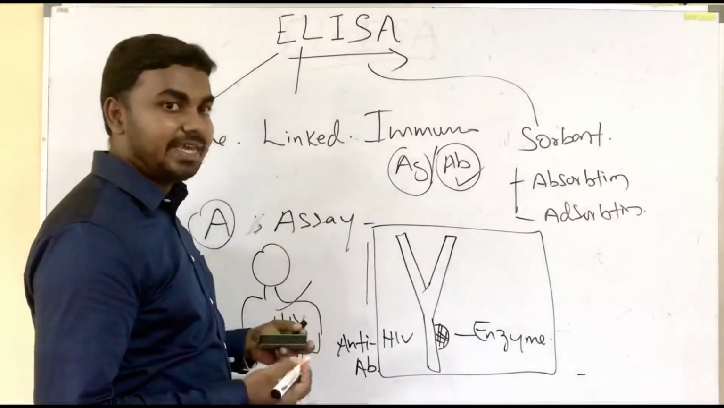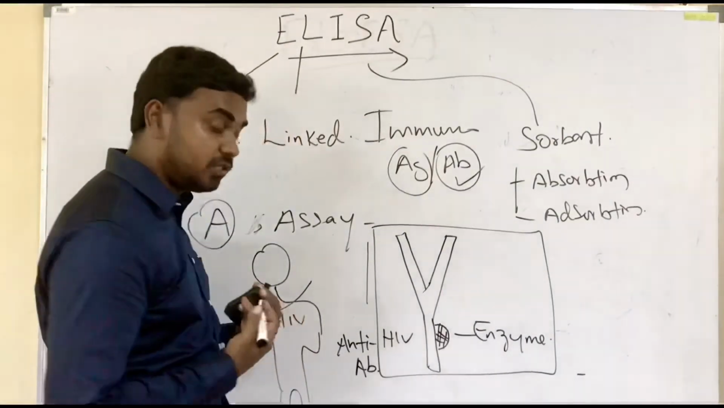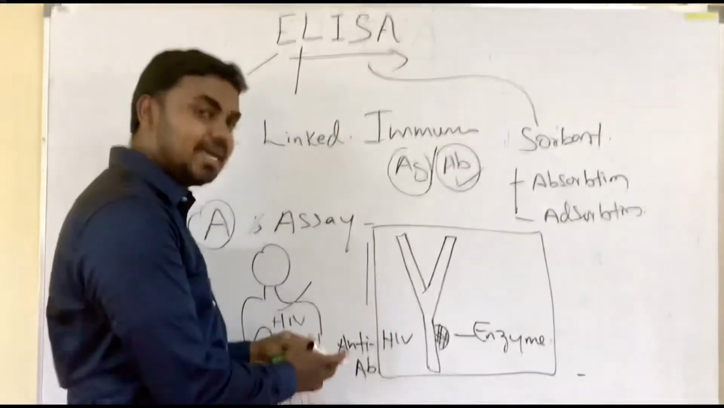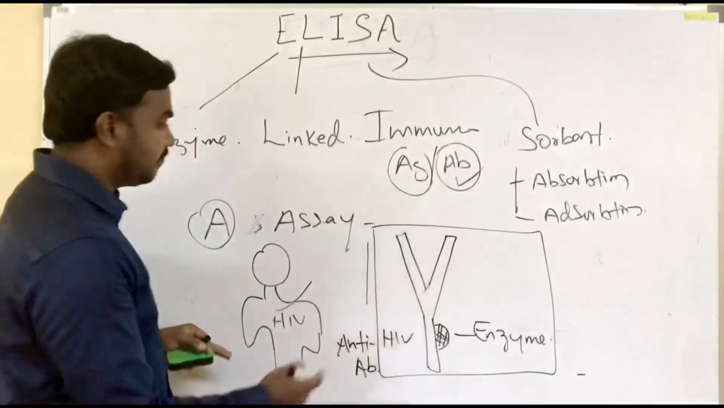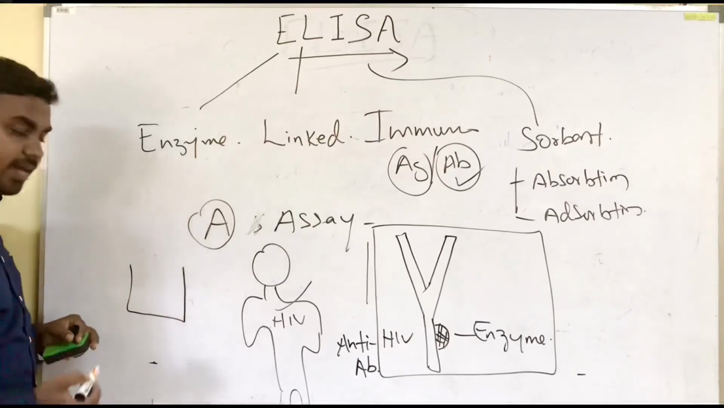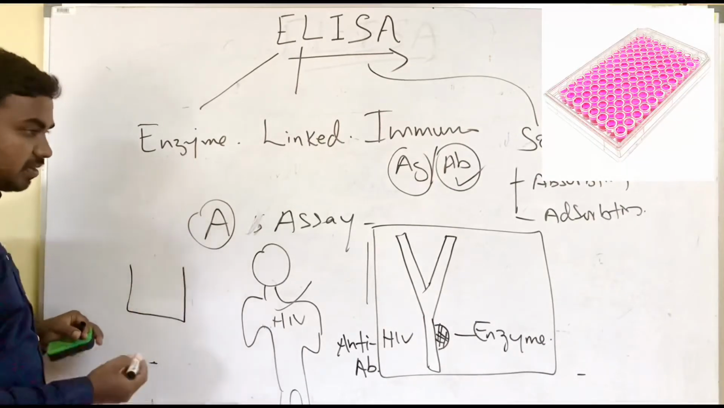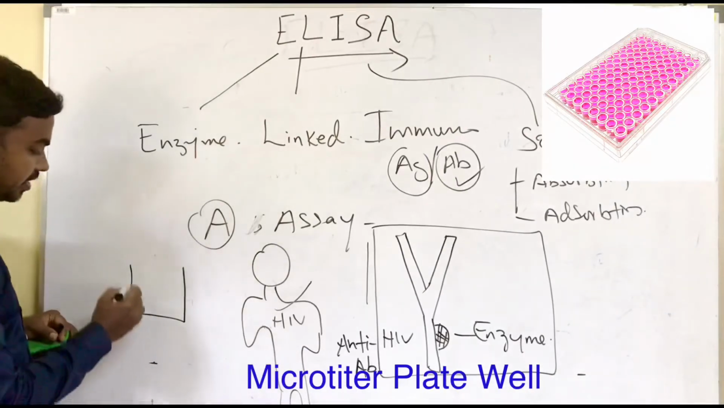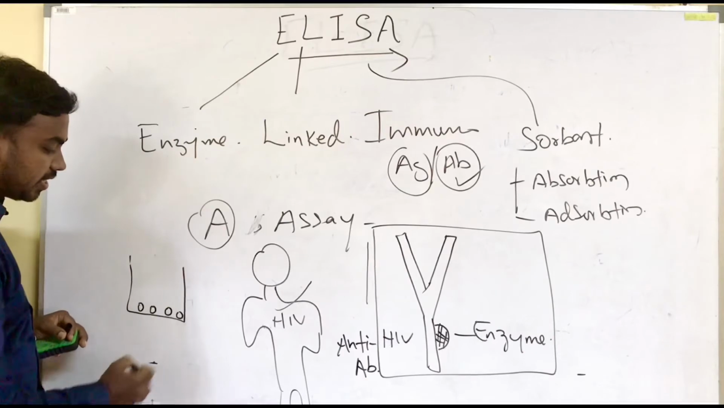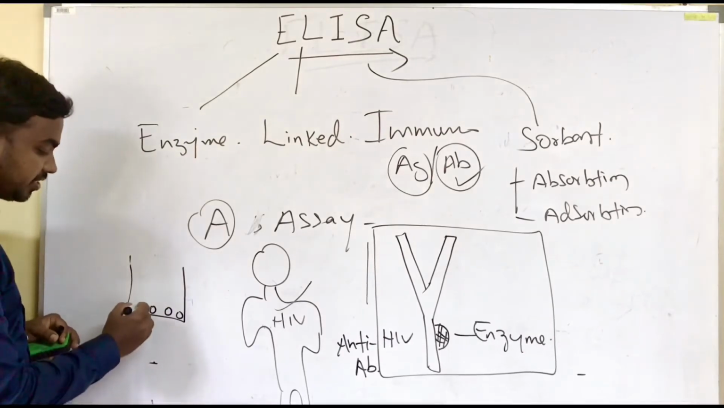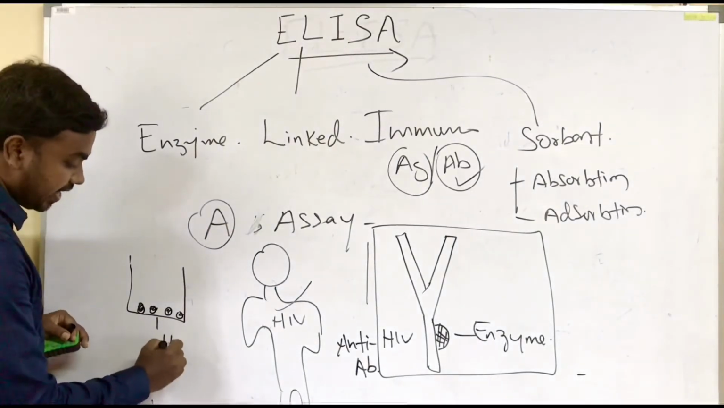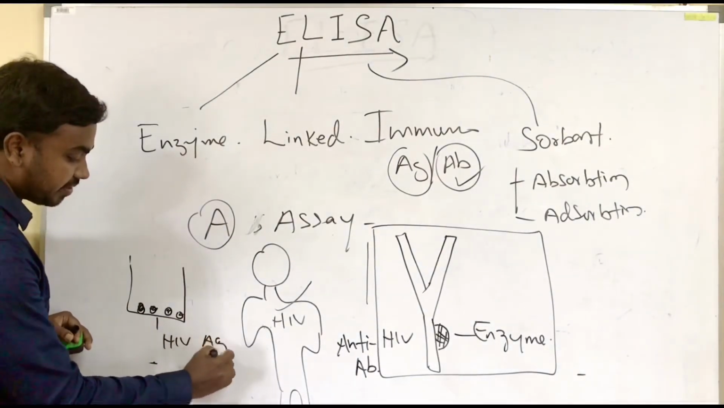So if I want to detect whether I am positive or negative, what can I do? I should know whether my blood or my serum has this antibody. So very simple. For that reason, we take a microtiter plate. I will show you these things in real time. In this plate, certain antigens will be fixed. Certain antigens will be fixed here. These antigens we call HIV antigen.